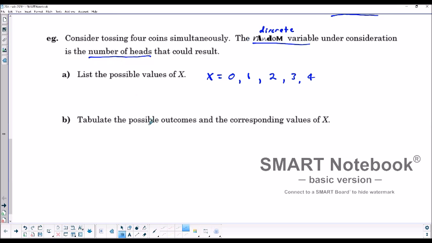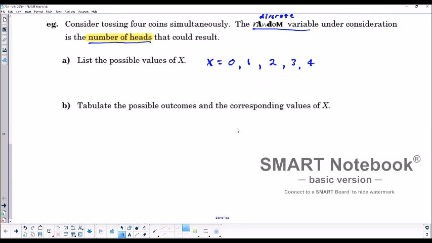We always have to keep in mind that we're talking about the number of heads in this, and we don't worry about the number of tails. Okay, we're only focused on one thing, and that's the number of heads. So that's the possible values of x.